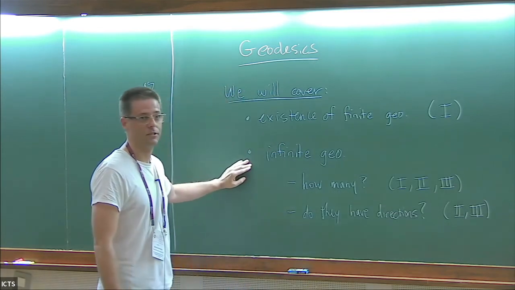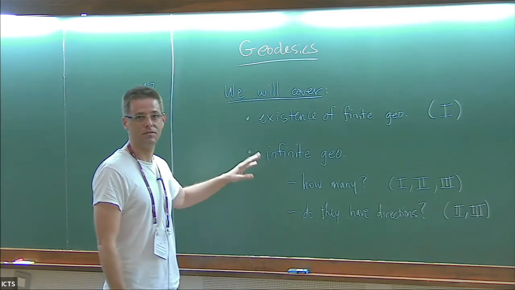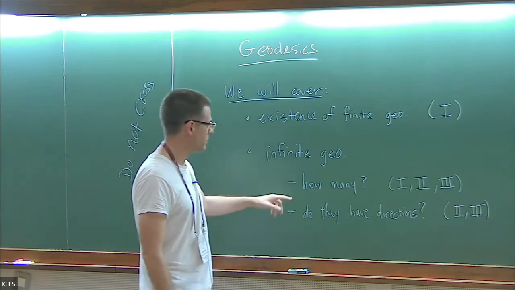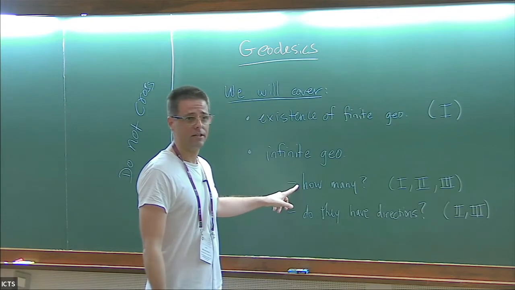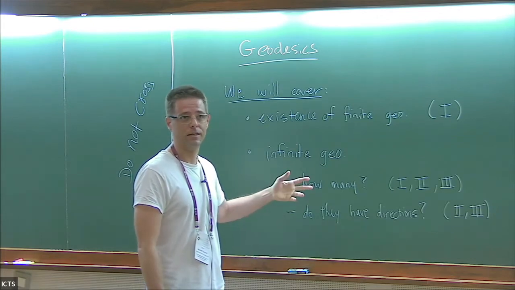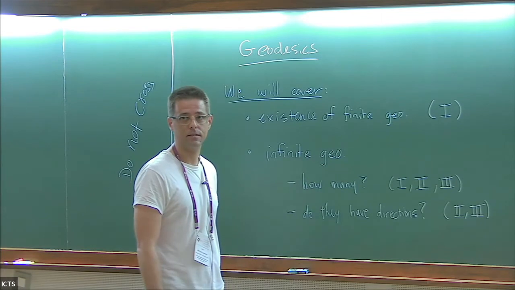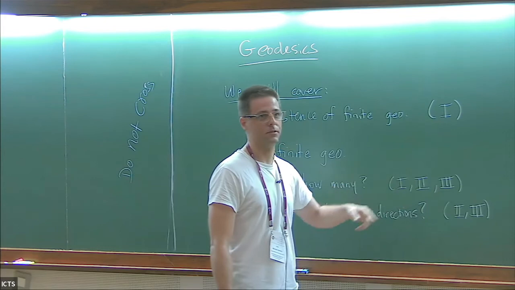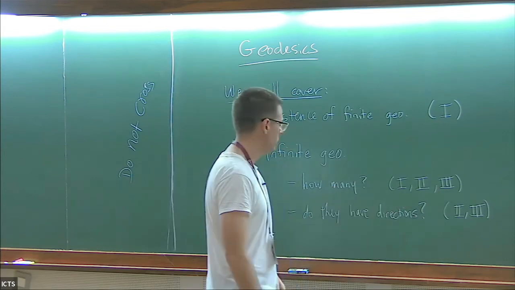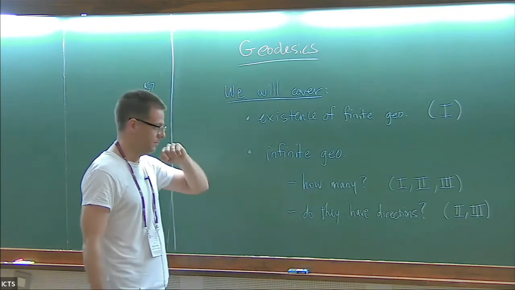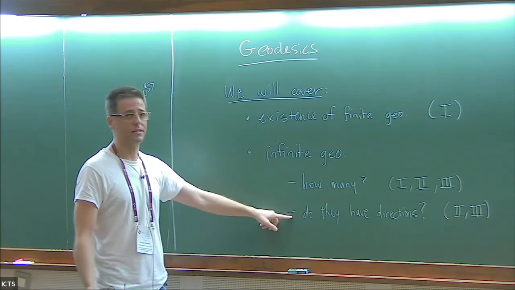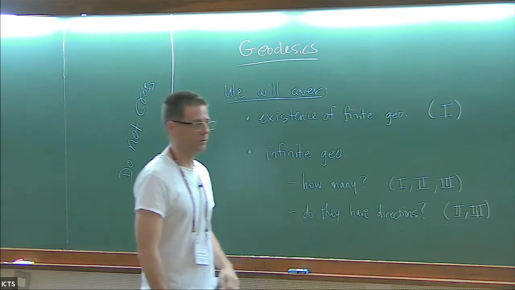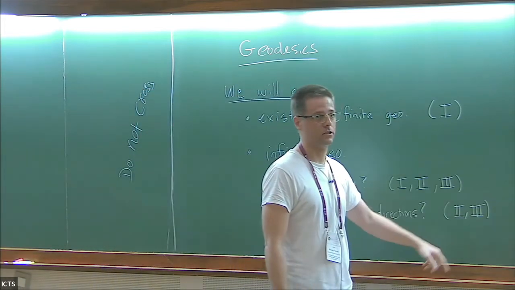And then we'll move into infinite geodesics. And we'll spend most of the lectures talking about infinite geodesics. And the main questions will be, how many infinite geodesics are there? Specifically, how many edge disjoint infinite geodesics can you find? That question will come out through all the lectures. And then another main question is these infinite geodesics, do they have asymptotic directions? And that will be covered mostly in lectures 2 and 3.